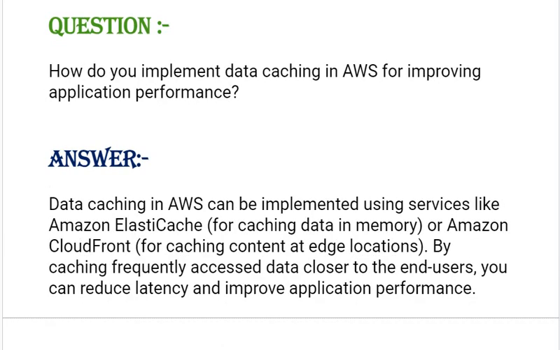Our next interview question is: how do you implement data caching in AWS for improving application performance? Your answer should be: data caching in AWS can be implemented using services like Amazon ElastiCache for caching data in memory or Amazon CloudFront for caching content at edge locations. By caching frequently accessed data closer to the end users, you can reduce latency and improve application performance.